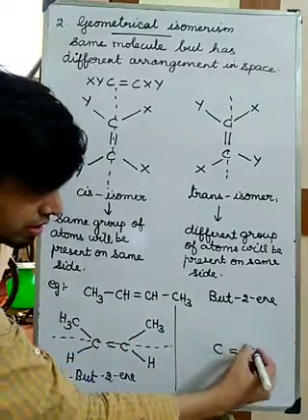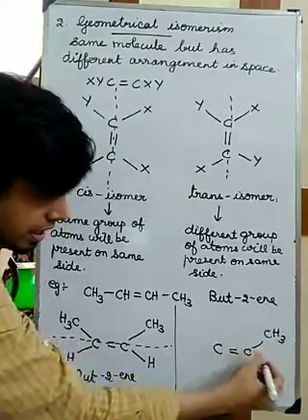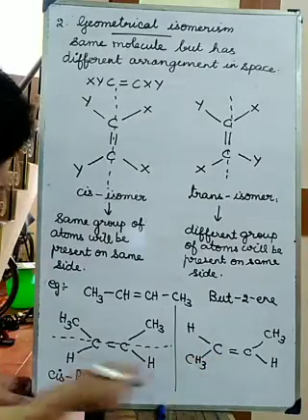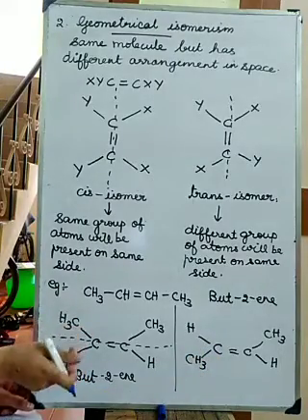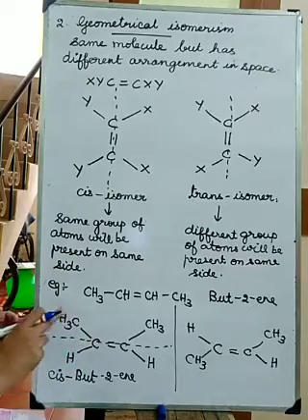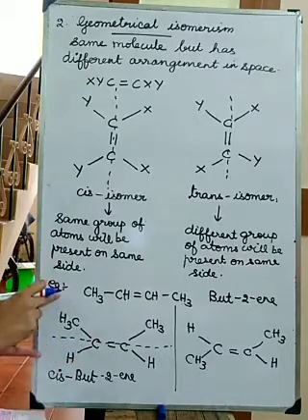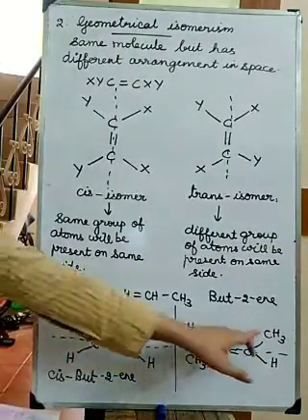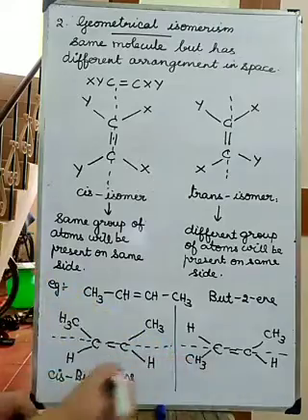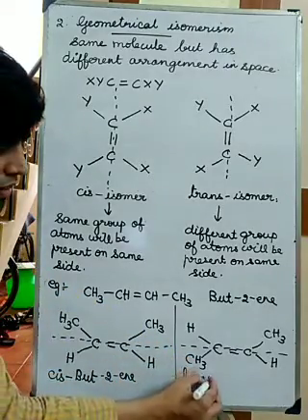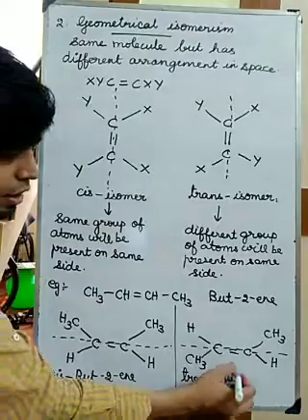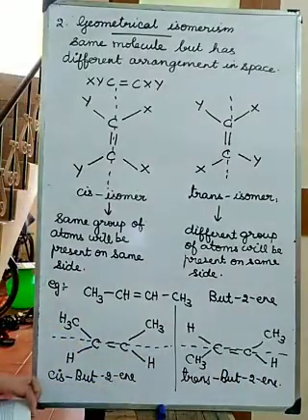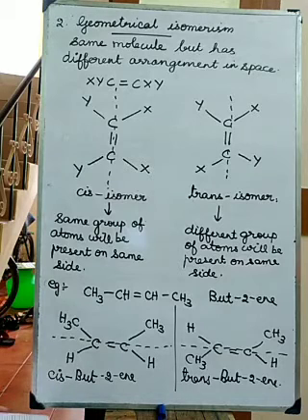C double bond C, CH3 H, H, CH3. I will be rotating one carbon alone. If I rotate, what will happen? This group will come this side and this group will come this side. So now when I divide and see what is happening, different groups are on the same side. So if it is like this, then I will call it trans but-2-ene. Trans but-2-ene. Understood?